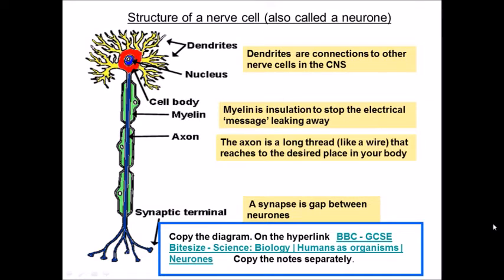The diagram that we have here shows the structure of a nerve cell. Sometimes nerve cells are referred to as neurons, and they have several different organelles. Organelles just basically means parts. The first part that we'll look at is called a dendrite, and a dendrite is a connection to other nerve cells in the central nervous system. Also at the top here you have this bit labelled here, which is a nucleus, which contains all the genetic information within the cell.